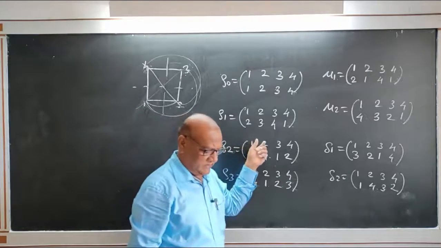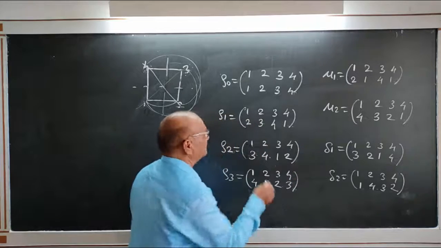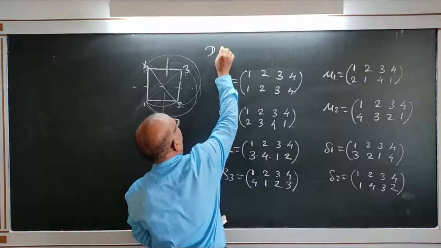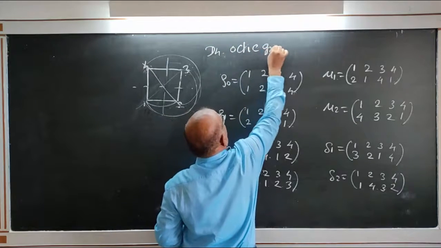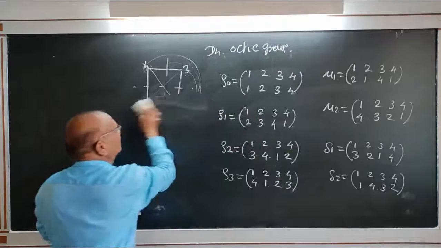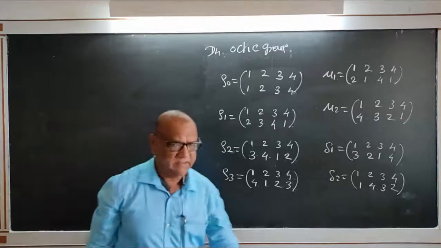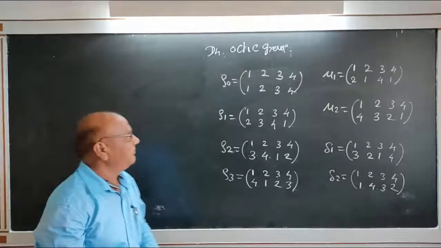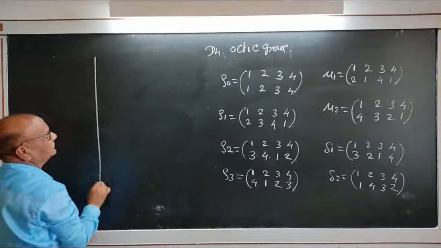This is also called the octic group. D4 is also called the octic group. Now the multiplication table for this group.